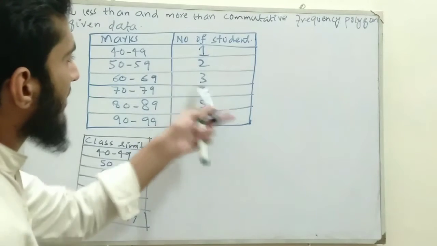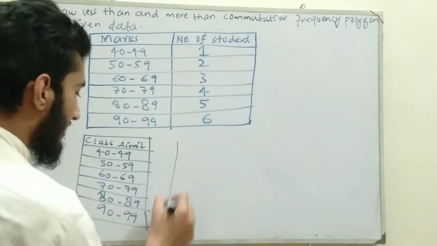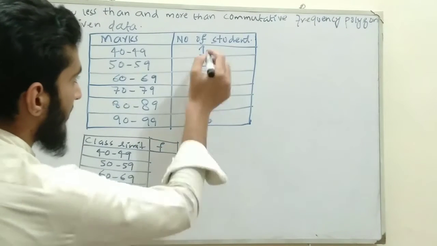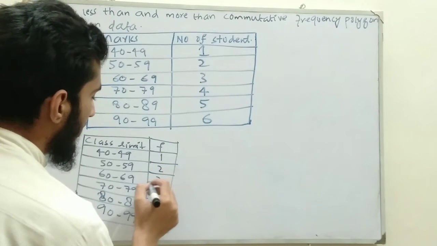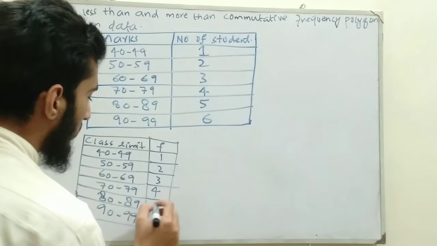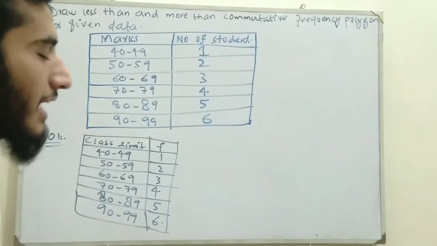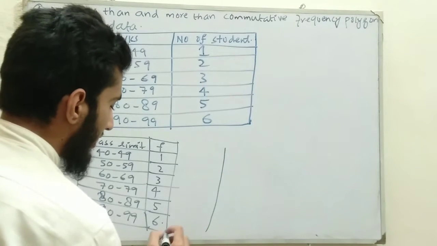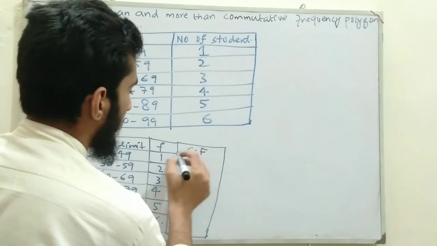So here this is the amount, and amount is actually called frequency, so we will represent it by small f. The first frequency is 1, the second one is 2, the third one is 3, the fourth one is 4, the fifth one is 5, and the sixth one is 6. So now after this we will find a cumulative frequency, represented by C.F. So C.F. is cumulative frequency.